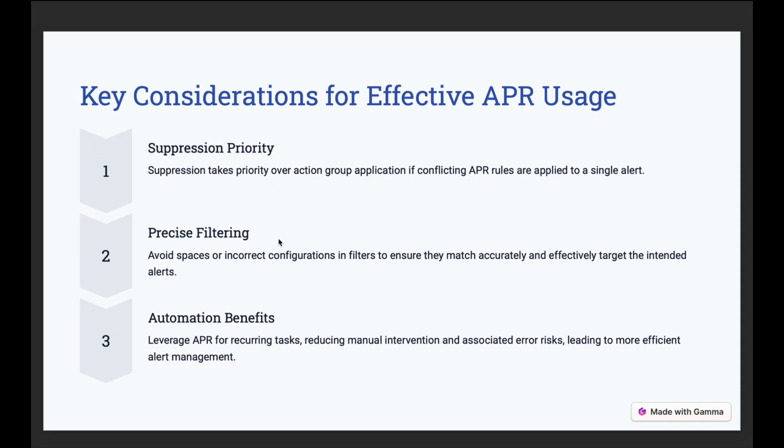Now the next is the key considerations for the effective APR usage. In the APR we have two options, suppression and applying action groups. Suppression takes priority over action groups. If we have a resource that has two rules, one for suppression and another for applying an action group, suppression will take priority over the action group.